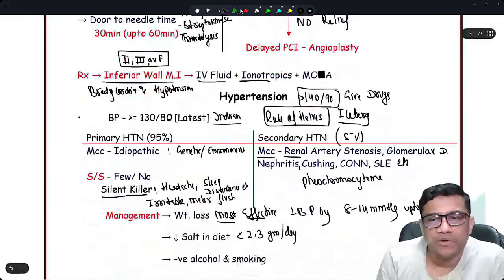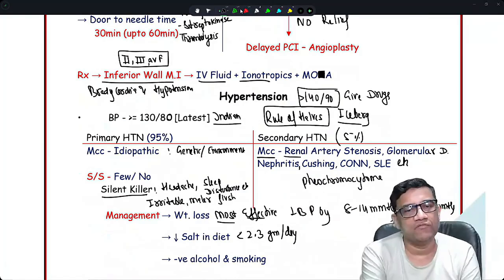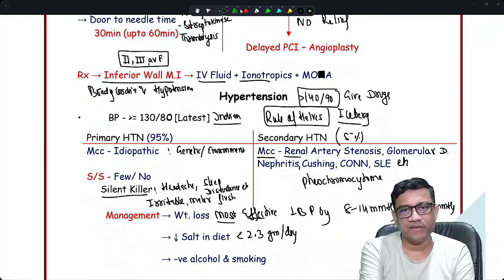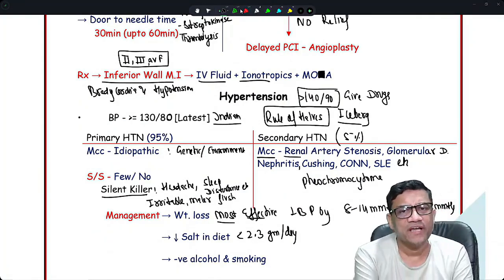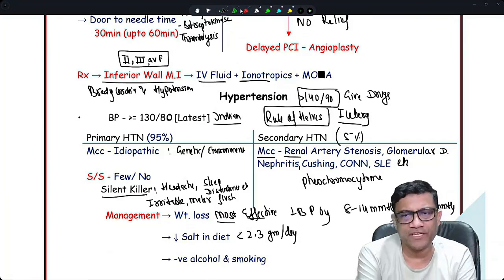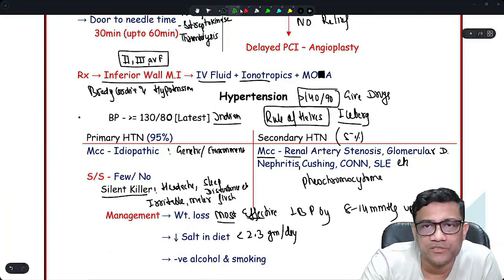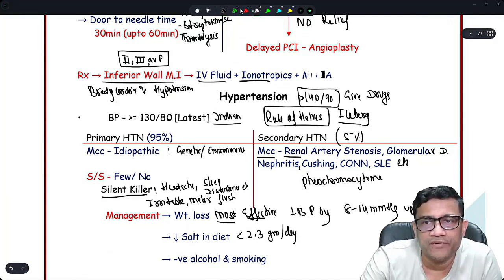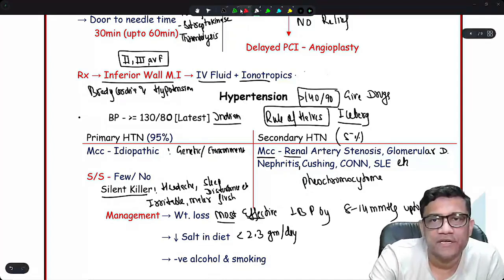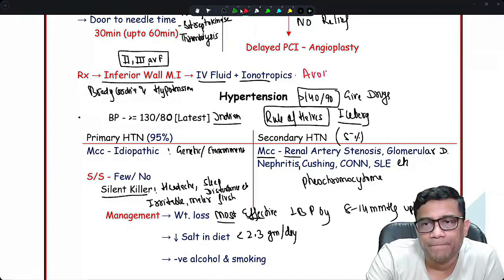Now remember one rule, if it is inferior wall MI, क्या है ये? Inferior wall, then obviously IV fluids, inotropes, and we can give MOA, but not MONA. क्यों? Nitrates are contraindicated, so also don't give nitrates. And also, yes, morphine can be given, nitrates, and avoid morphine, avoid nitroprusside क्योंकि already BP is low.